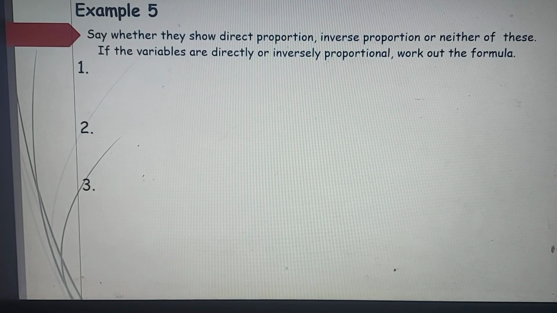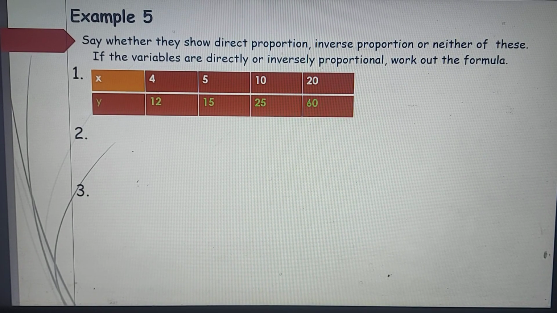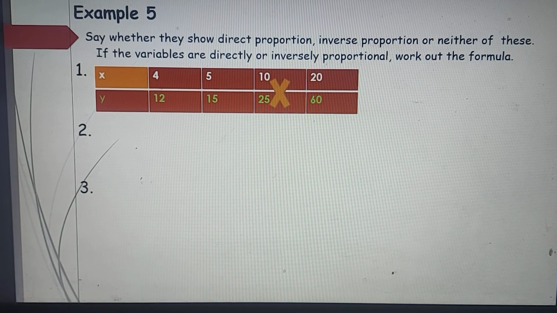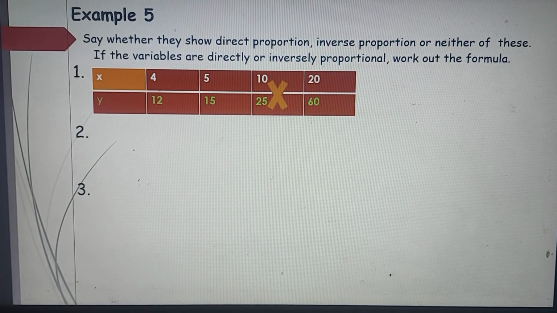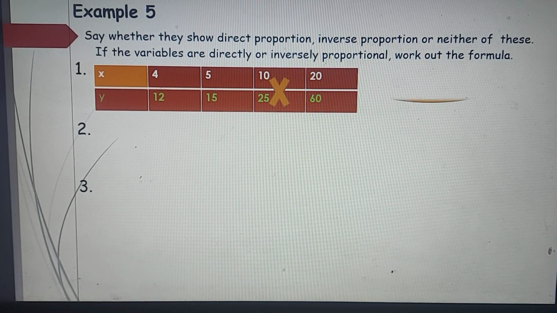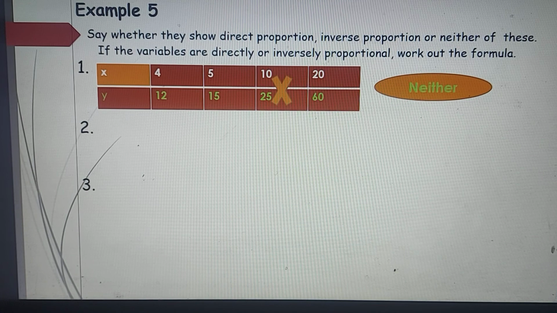Example 5. We are asked to say whether this table of values shows direct proportion, inverse proportion, or neither of these. If the variables are directly or inversely proportional, work out the formula. From the first table of values, you can see that when you divide each of them, you get a constant number 3: 12 divided by 4 is 3, 15 divided by 5 is 3, 60 divided by 20 is 3. But when you divide 25 by 10, you have 2.5. So it simply shows that this table is neither direct nor inverse proportion.